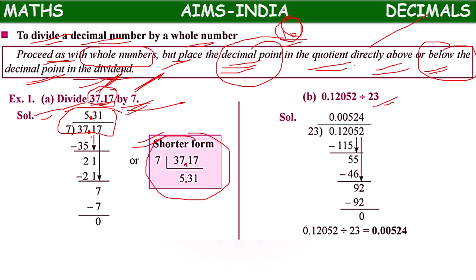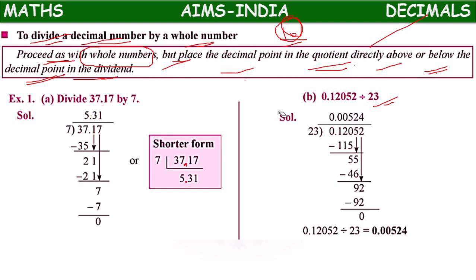Wherever we have the decimal point in the dividend, in the quotient also, exactly at the same place, we have to keep the decimal point. So next.